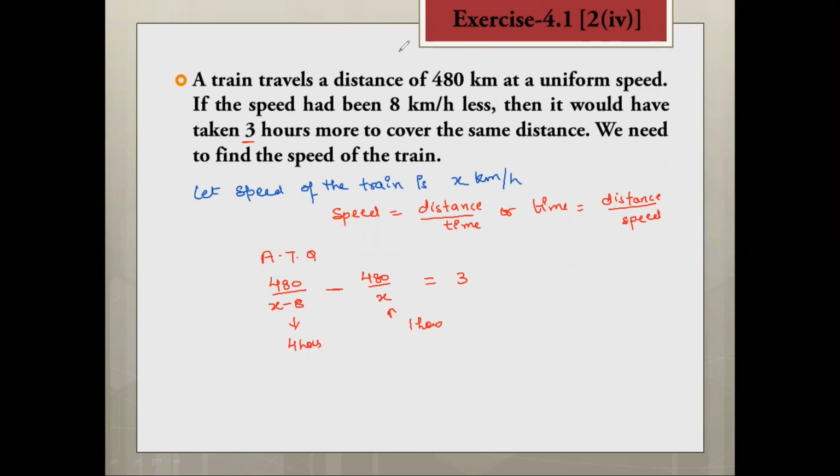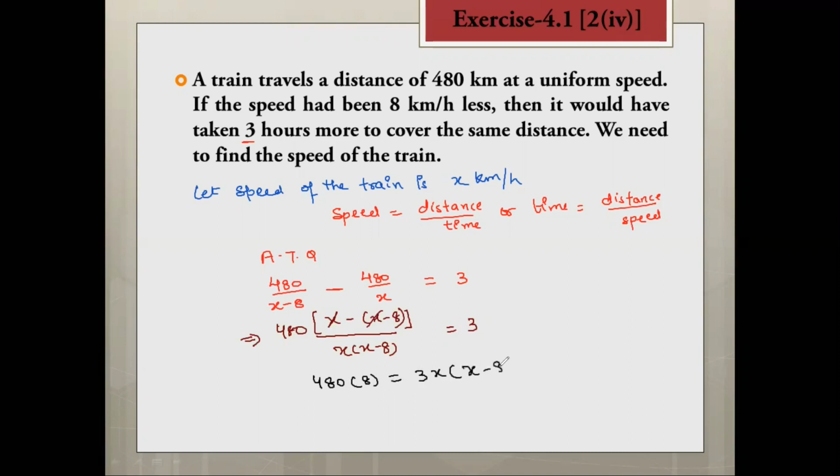Now we are going to just solve this equation. Let us take the LCM. So LCM is x into x minus 8. Okay, and 480 we can take common. So it will be x minus 8 minus x, which gives 8, is equal to 3. So we can cancel x with x. 480 into 8 is equal to 3x into x minus 8.